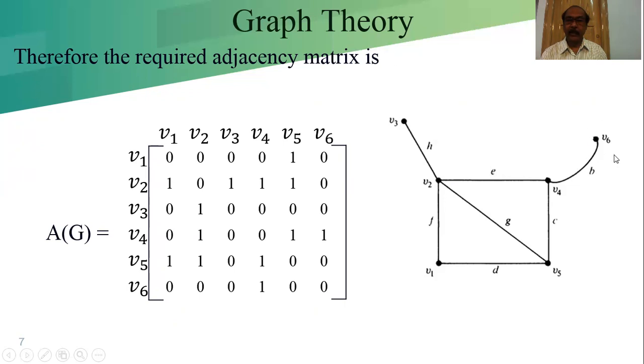Now if we check V4 and V6, V6 is only connected to V4. And if I check, V4 is connected to V2, V5 and V6. Then V5 and V6. V6 is only connected to V4.